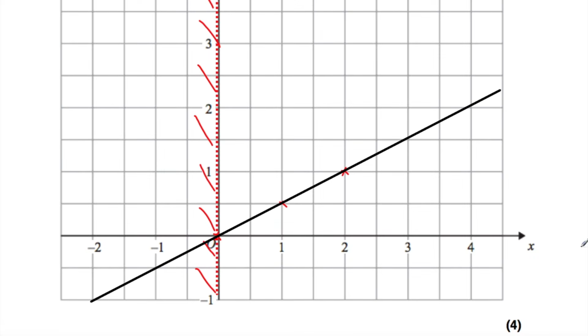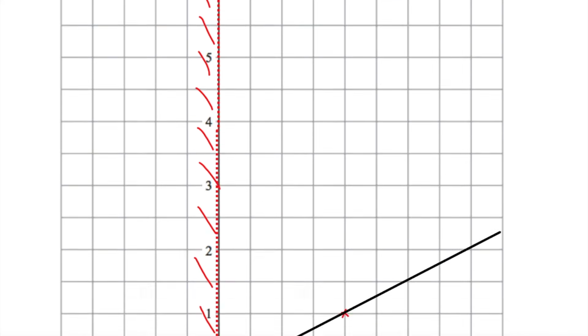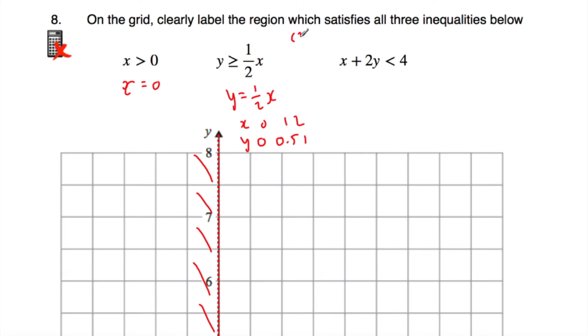So let's choose a point that's not on the line. And I'm going to choose the point (2, 0). So the x coordinate is 2 and the y coordinate is 0. So y, which is 0, is bigger than or equal to half of x, and half of 2 would be 1. And we've got 0 is bigger than or equal to 1. Well, no, 0 isn't bigger than or equal to 1.